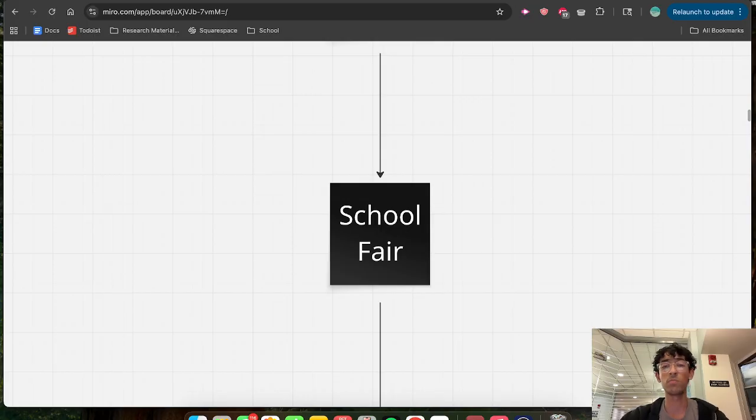People from your school can participate in it. Your judges are probably going to be like parents or teachers. And then the top, I don't know, like 10 or so projects will advance to districts or maybe even directly to states, right? So yeah, that's the first one.